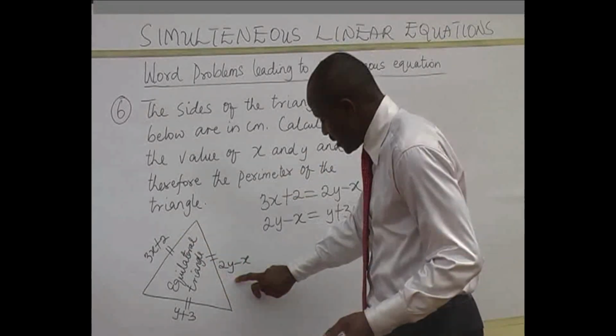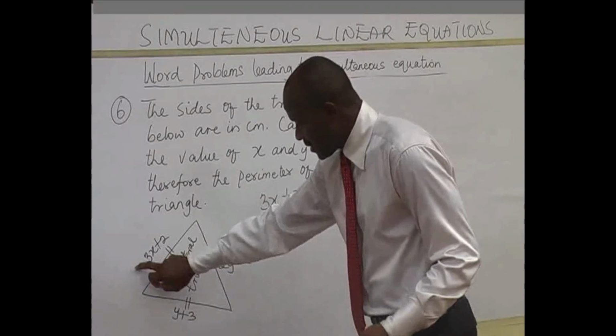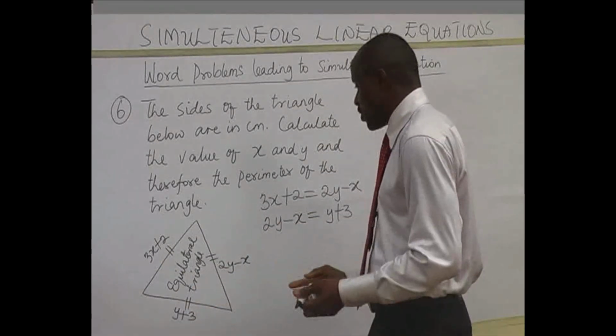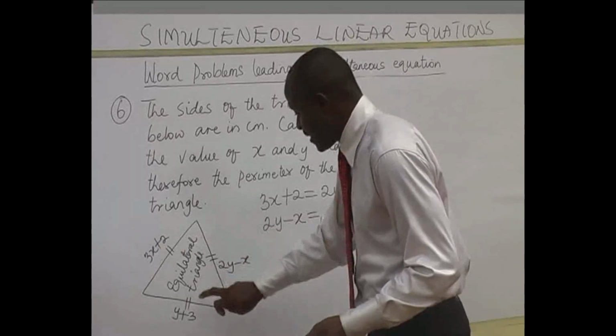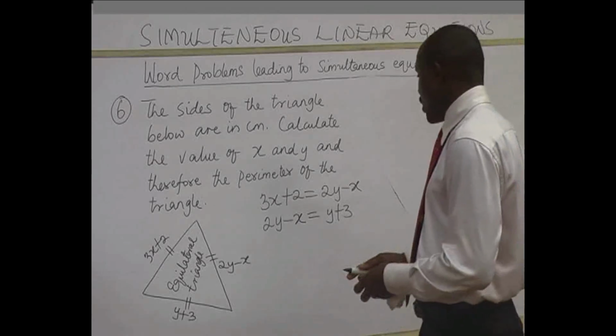This is equal to this, and this is equal to this. That's what I wrote. If you had said this is equal to this, and this is equal to this, it's going to give you the same thing. So whichever way, use the 3 sides to construct 2 equations. Now let's collect like terms.